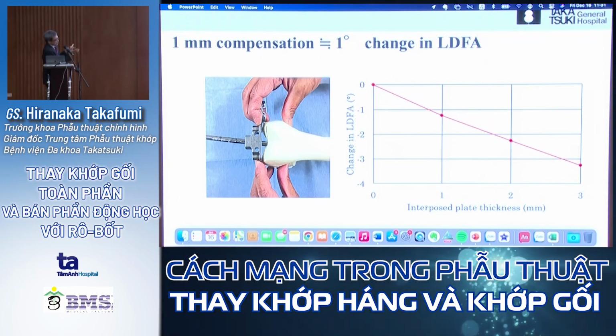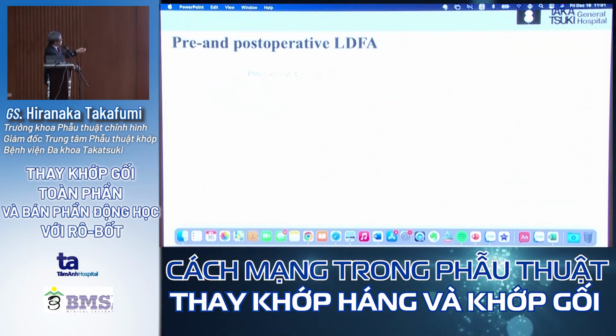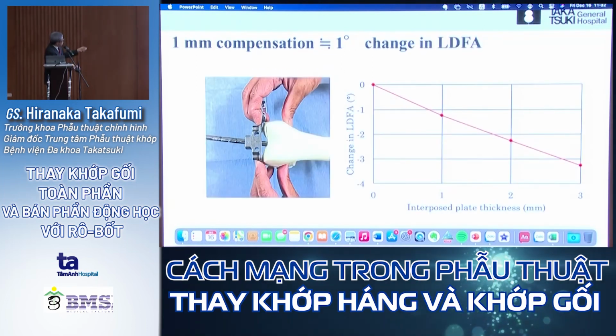But previously, in the preoperative X-ray, sometimes we want to correct not only the tibia side, but also the femur side. For example, some patients have too severe varus in the LDFA. Normally LDFA should be 3 degrees valgus, but sometimes it is 2 or 3 degrees varus on preoperative X-rays. In such patients, we need to correct not only the tibia side, but also the femur side. To correct the femoral side, I insert a thin metal plate between the implant and the bony surface. If we insert a 1 millimeter plate, we can correct approximately 1 degree in varus or valgus alignment.